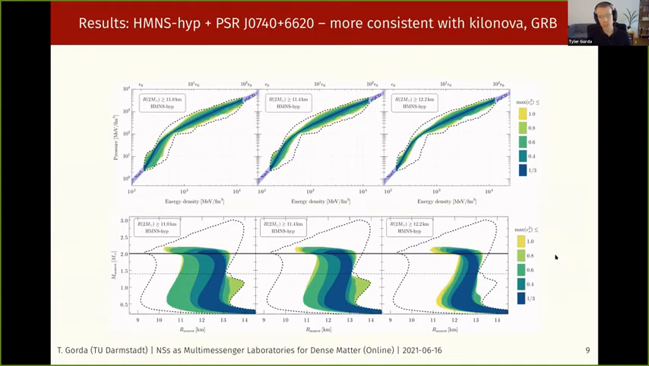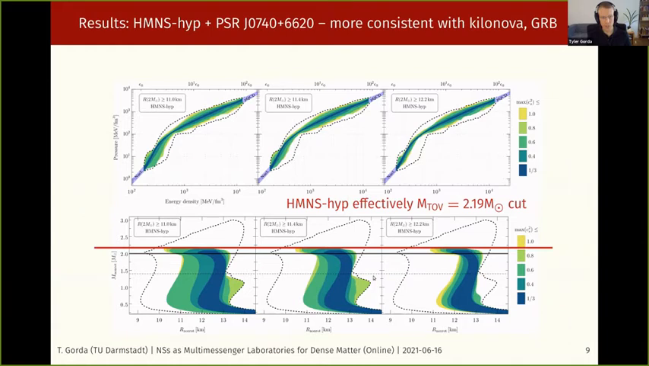Then for the hypermassive neutron star results, we find this. In terms of the TOV, it's sort of like a TOV limit cut from the hypermassive neutron star hypothesis, which is effectively at 2.19 solar masses. That's actually a little bit tighter than what people in the literature had found using quasi-universal relations. And again, this is sort of a more robust way to do it than that. So it's interesting that we find something on the tighter end of things.